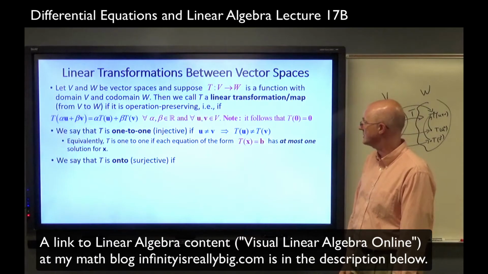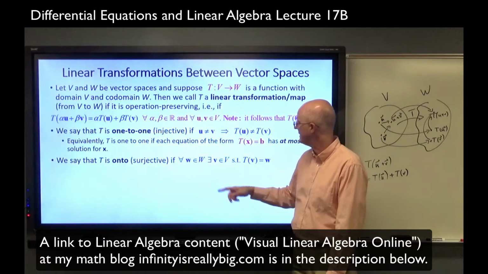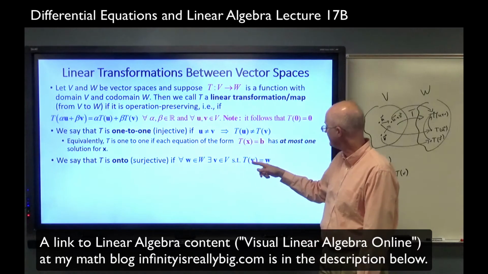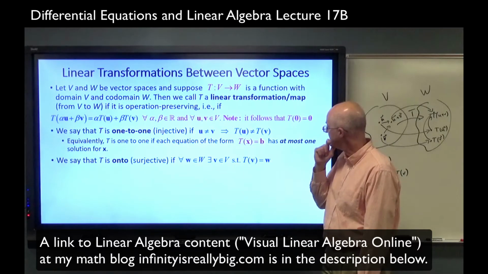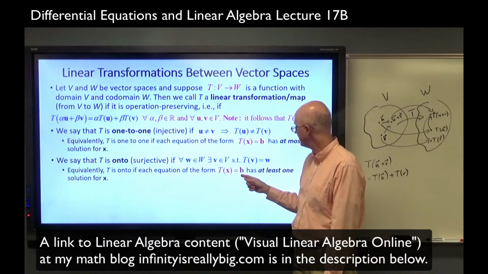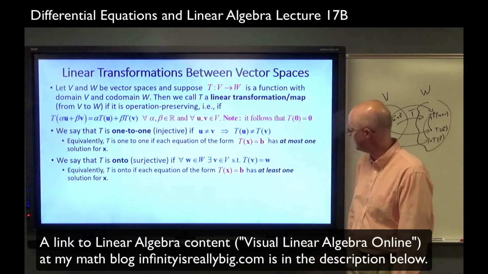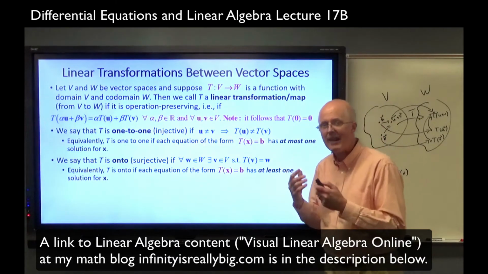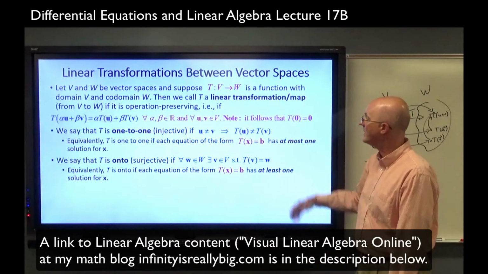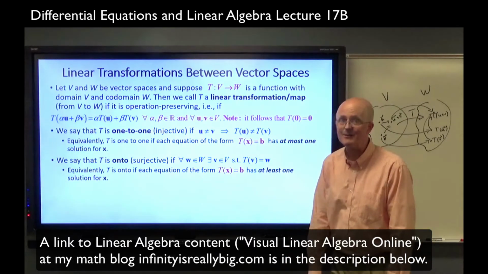We say T is onto or surjective if for all points w in the codomain capital W, there exists something in the domain, a boldface v in the domain, a vector v, such that T of v is w. Equivalently, T is onto if each equation of the same kind of form has at least one solution for x, no matter what v is in capital W. Just very abstract ideas, but you need to get good at this. If T is both 1 to 1 and onto, we say it's bijective, and that would mean all equations like this have a unique solution.